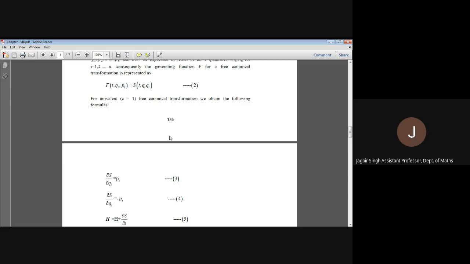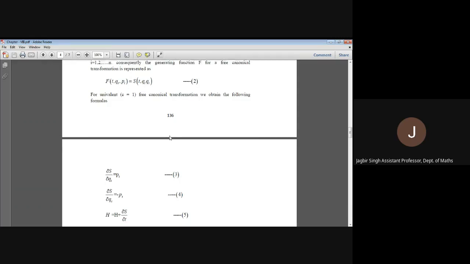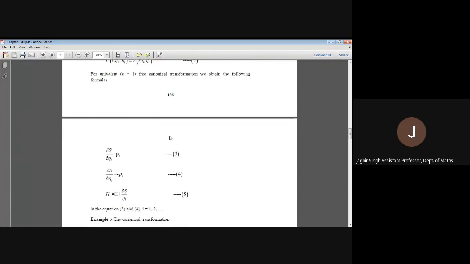Now replacing this value in star again, we will obtain equations number 3, 4 and 5 by comparing the coefficients. That ∂S/∂qi will be equal to pi, ∂S/∂qi tilde will be minus pi tilde, and h tilde will be h plus ∂S/∂t.